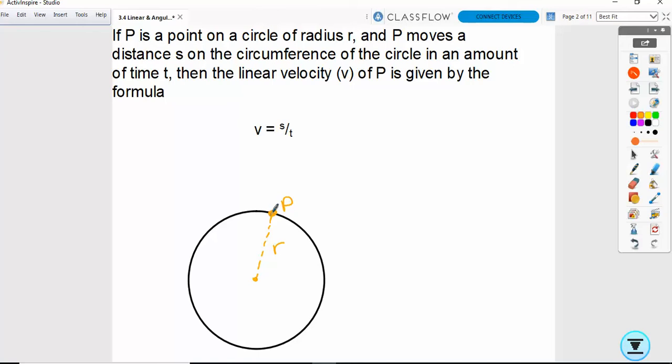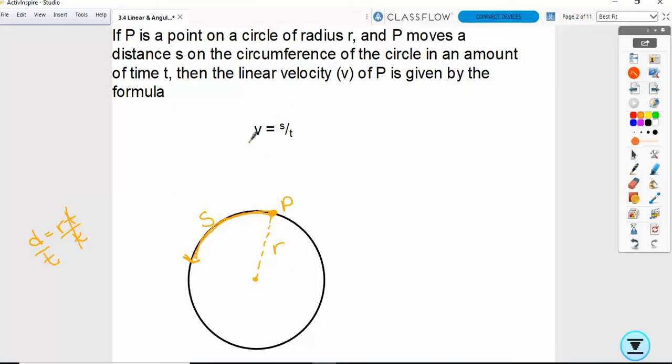Linear velocity is talking about how fast this point moves. Okay, so if we know just in general, distance is rate times time, right? We've seen that type of formula before. So if you're trying to find the rate, what would you have to do? If I want to solve for my rate, what do you do? Divide by time. Okay, in terms of a circle, the distance you're traveling is the distance around the outside of the circle. So that's your S, your arc length. We use V for the rate.